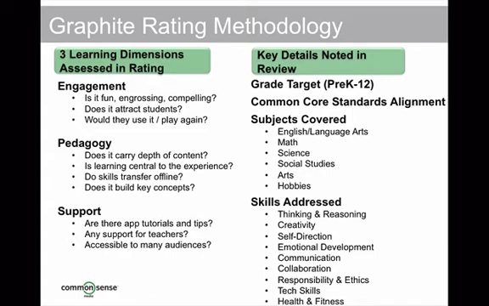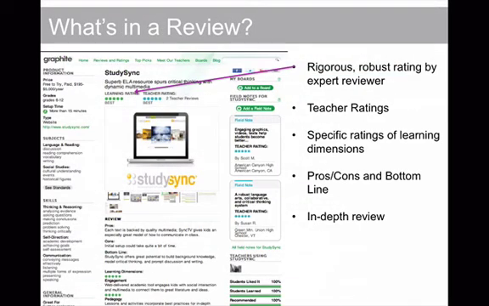So in these three learning dimensions here, the Graphite reviewers, the expert reviewers who bring a wealth of experience to the review team, cover those three things, but also the average teacher who can submit his or her own reviews can cover those things as well. So in a review, when you click into any product and you look at the review, you'll see two different ratings. And the first is the rating by the expert reviewer who's written a very in-depth review based on those three dimensions. But you'll also see teacher ratings right here too.